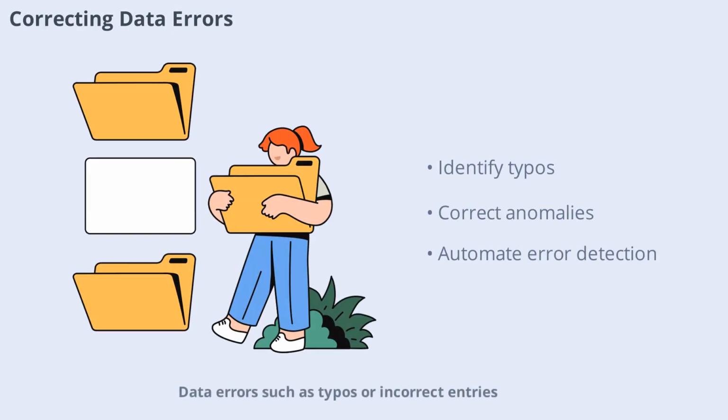Data errors such as typos or incorrect entries can significantly impact your analysis. These errors may arise from manual data entry or faulty data collection processes. It's important to scan your dataset for anomalies and correct them, either manually or using automated scripts. Consistent and accurate data ensures that your models learn from the right information, leading to more reliable outcomes.